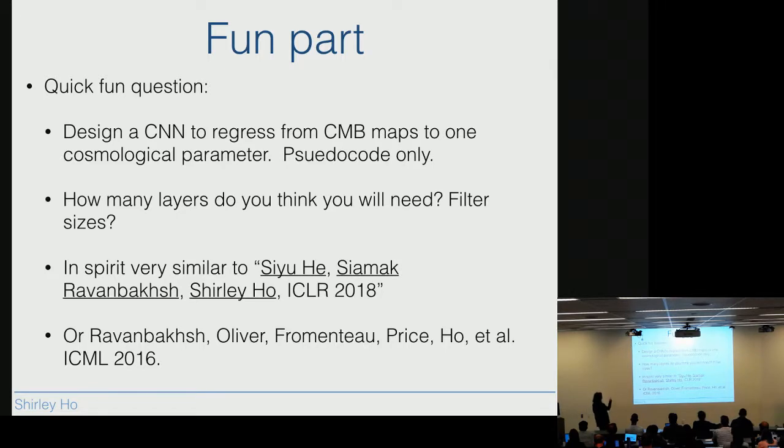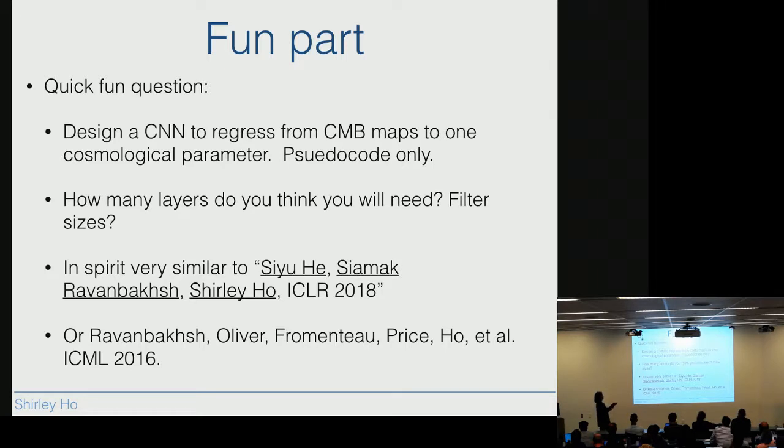Quick fun question: design a CNN to regress from CMB maps to one cosmological parameter. Don't do too many, because otherwise you need large GPU credits. How many layers do you think you would need? What filter sizes? This is about how you should design your network. So don't write real code, just write pseudocode. How many layers do you think you need? What filter size do you think makes sense? How many fully connected layers? Do you use batch norm or anything? Just start thinking about those questions without writing any code.